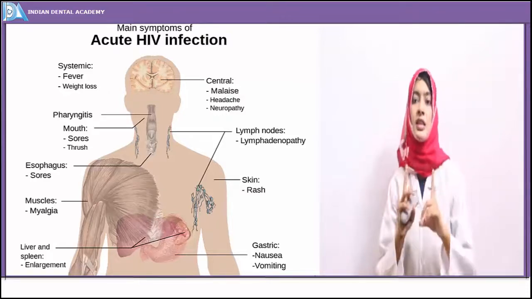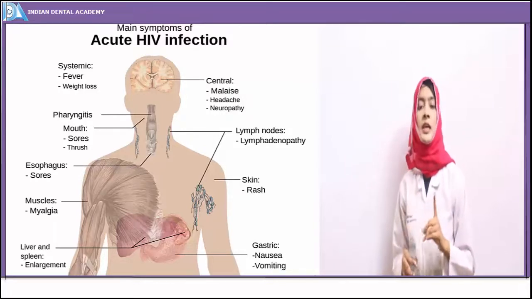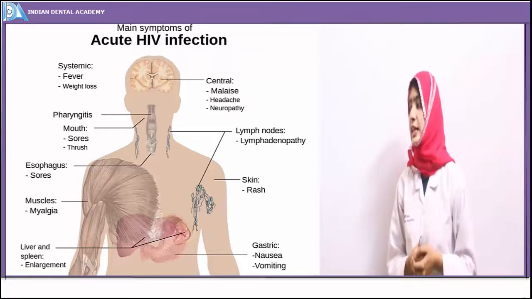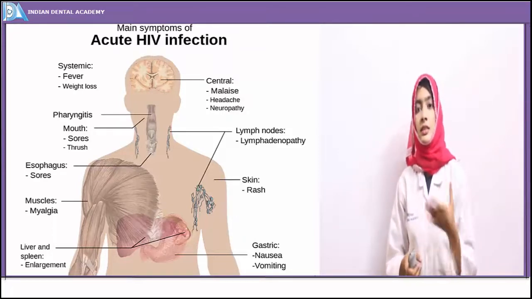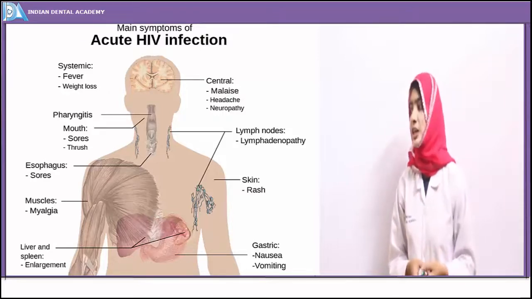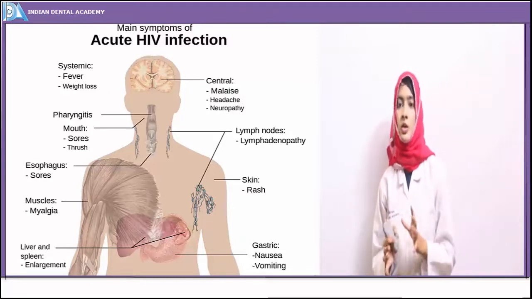And characteristically the lymph nodes are affected, showing lymphadenopathy, and maculopapular or vesicular lesions appear on the skin. Even the muscular system is affected, as the muscles show myalgia, and the reticuloendothelial system, that is the liver and spleen, are also affected.